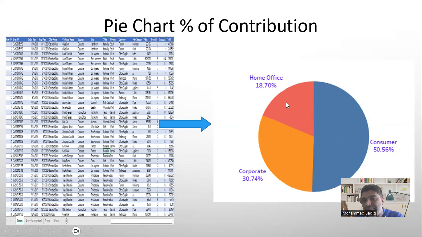And we can see the home office is less than a quarter of the sales, from 18 to 20% of the sales. We can see 30% of the sales is done by the corporate segment. So that is the kind of rough analysis we can get with the help of this one.